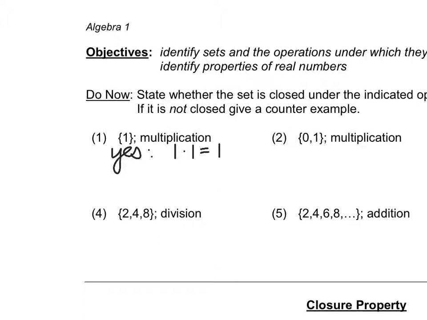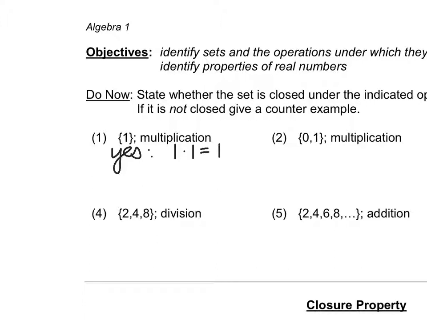So just a quick question. Is the set of the number 1 closed under addition? No. Why? Yeah, if you add 1 and 1, you get 2. 2 is not in the given set. The given set only contains the number 1. If you subtract 1 and 1, you get 0. 0 is not in the given set. The given set only contains the number 1.